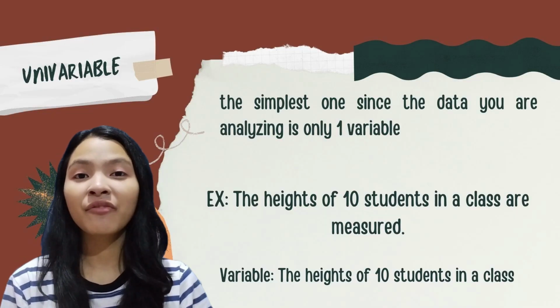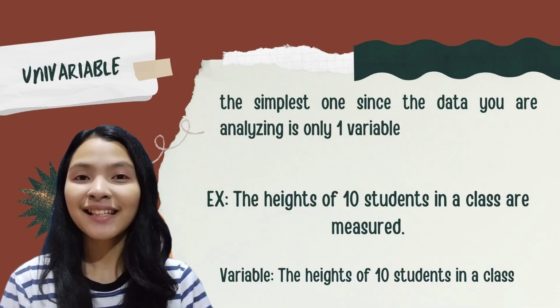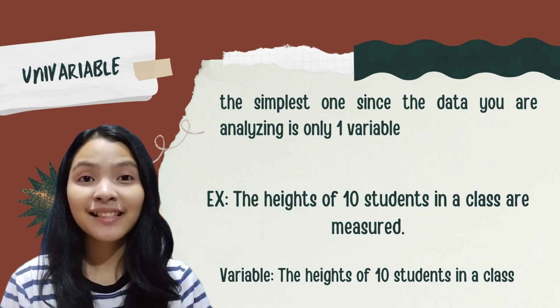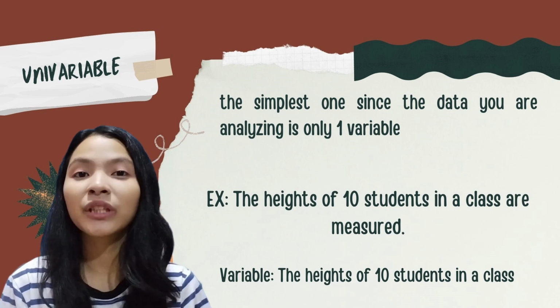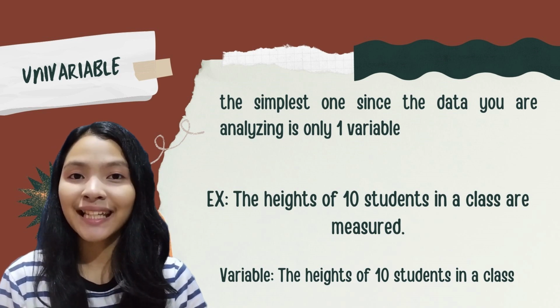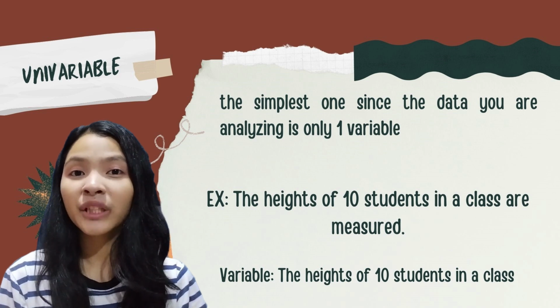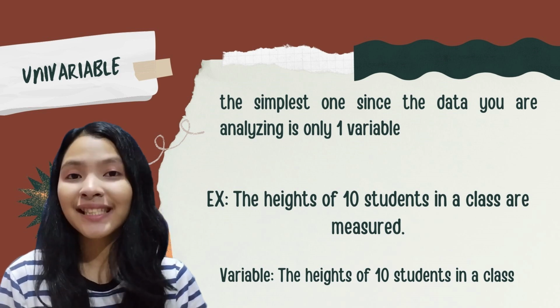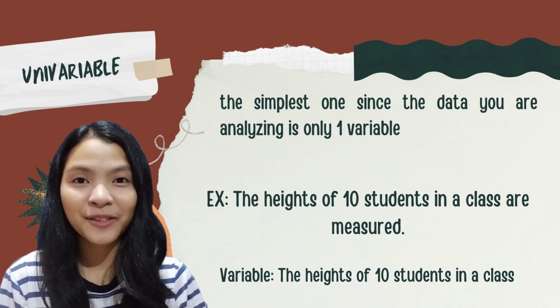For the last, it's a little different from the ones earlier because this is all about the number of variables in a data. These are the univariable, bivariable, and multivariable distribution. The first one is the univariable distribution. This is the simplest among the three since the data you are analyzing is only one variable. For example, the heights of 10 students in a class are measured. There is only one variable here, which is the heights of 10 students in a class.